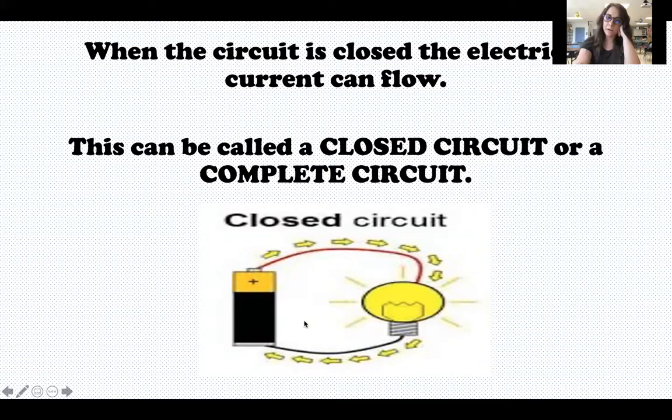So when we look here in this diagram, this is a closed or a complete circuit because the power is able to flow out of the battery through the wire, which is a conductor, to the light bulb, and then from the light bulb back to the battery. And since the electricity is able to continuously flow, that's what keeps the light bulb on. And that's, again, called a closed circuit or a complete circuit.